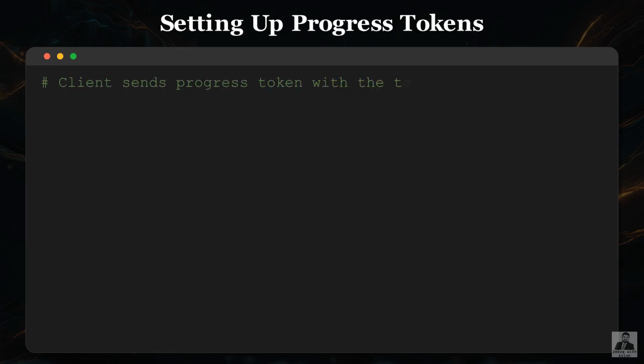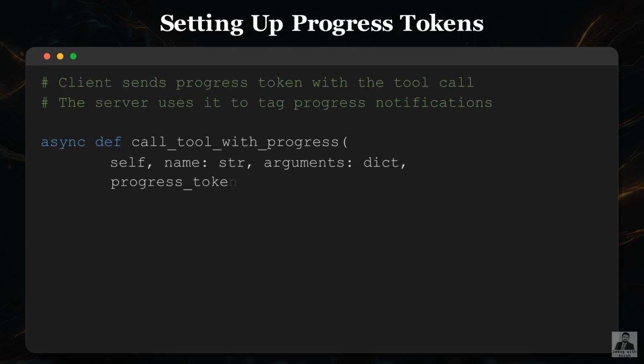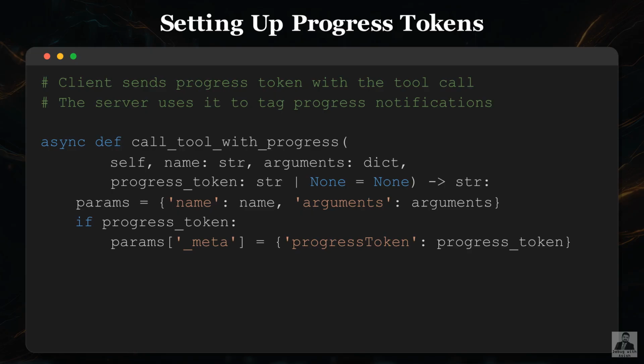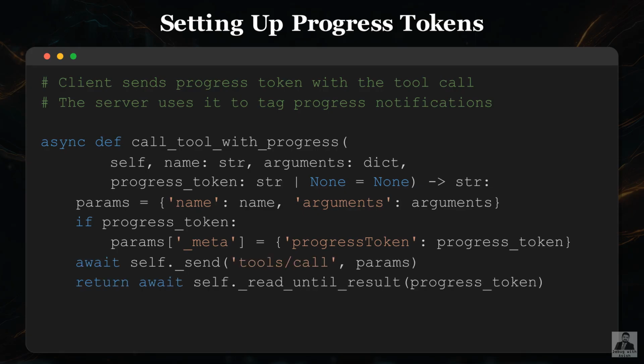To enable progress notifications, the client passes a progress token in the _meta field of the tool call parameters. The token is a string that the client chooses and the server echoes back in every progress notification it sends. This links each notification to the correct outstanding tool call. After sending the call, we enter a read loop that consumes notifications until the final result arrives.